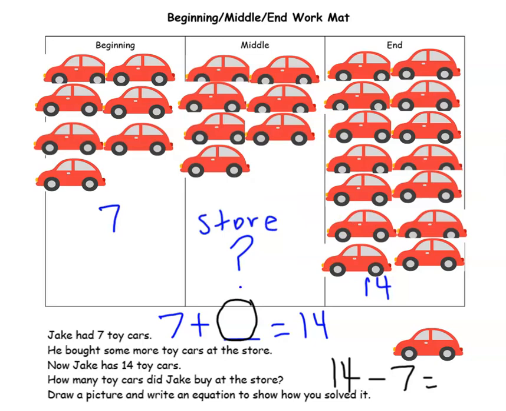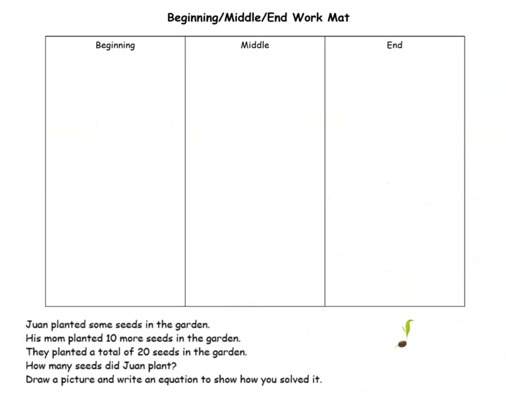That's right, he bought 7. 1, 2, 3, 4, 5, 6, 7. And I knew this because 7 and 7 is a double. That equals 14. Okay, let's do another one. This one's going to be fun.